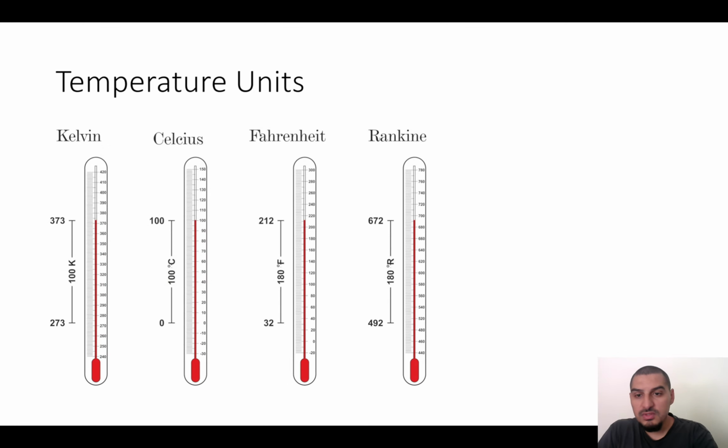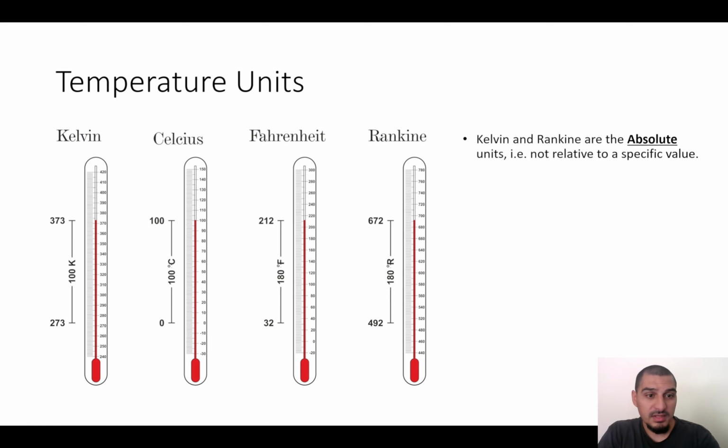Okay, so now we are going to talk about the units of temperature. We said before that there are four units of temperature for the unit systems that we mentioned. We have Celsius and Kelvin for the SI units, and Fahrenheit and Rankine for the American units.